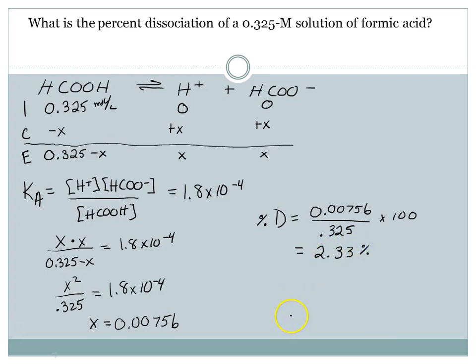Okay, which also helps us figure out, yes, our little shortcut was indeed valid because it's less than 5% of your original concentration. General rule of thumb, if your percent dissociation is greater than 5%, then you can't really do this little sneaky maneuver right here because the change actually does have an effect. But good news for AP, you don't have to worry about that.